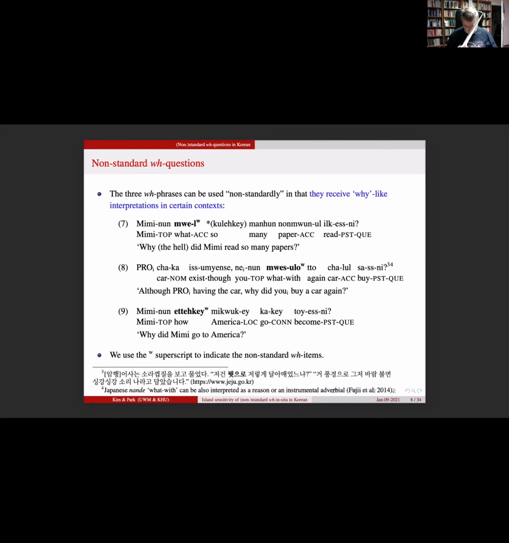The three WH phrases can be used non-standardly in that they receive why-like interpretations in certain contexts. For example, in 7, 미미는 뭘 그렇게 많은 논문을 읽었니? Why did Mimi read so many papers? In 8, 차가 있으면서 너는 무엇으로 또 차를 샀니? Although having the car, why did you buy a car again? In 9, 미미는 어떻게 미국에 가게 되었니? Why did Mimi go to America? Here, we use the W superscript to indicate the non-standard WH items.